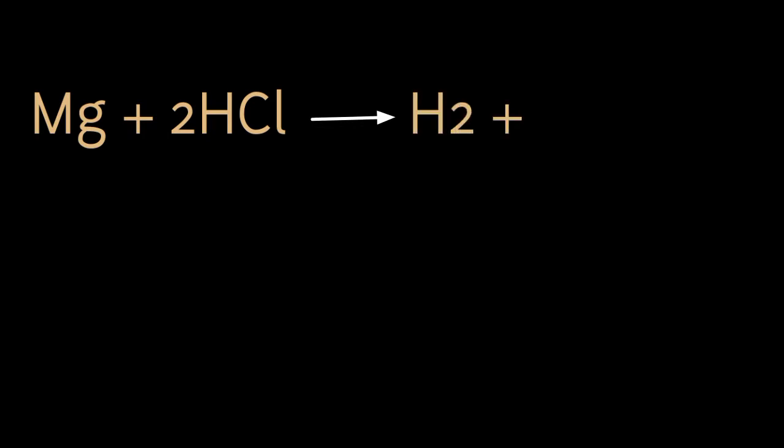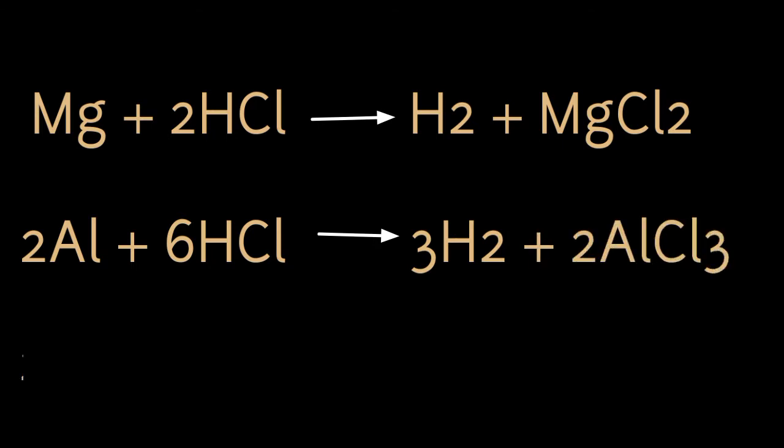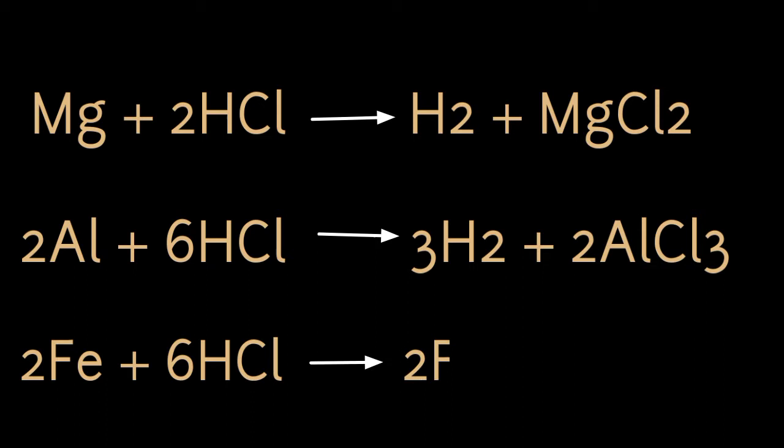And we could also infer from the experiment that magnesium reacted the fastest with the acid. So let's have a look at the equations of the reactions. Magnesium reacts with the hydrochloric acid to give hydrogen gas and magnesium chloride. Aluminium reacts with the hydrochloric acid to give hydrogen gas and aluminium chloride. Iron reacts with hydrochloric acid to give iron chloride and hydrogen gas. So that was all about the equations of the reactions.